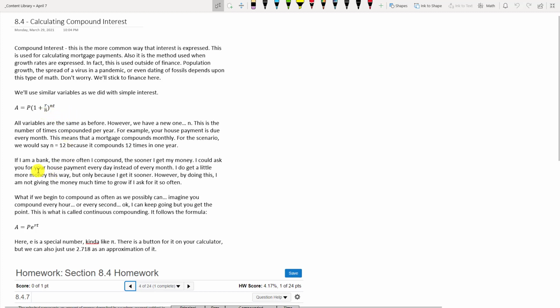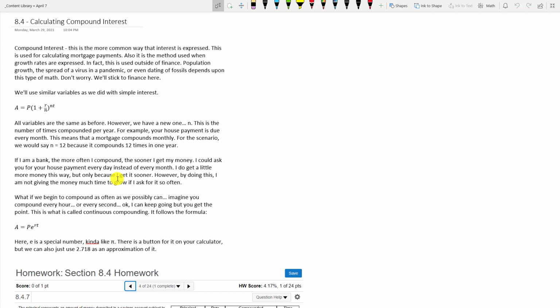So if say you're the bank, the more often you compound, the sooner you get your money. It's like you're holding your hand out and saying, hey, I want my money today. So I could ask you for your house payment every day instead of every month, and I do get a little bit more money this way, but only because I get it sooner, because I don't wait until the end of the month to ask you for the money. I ask you for it every day. But by doing this, I'm not giving that money much time to grow.